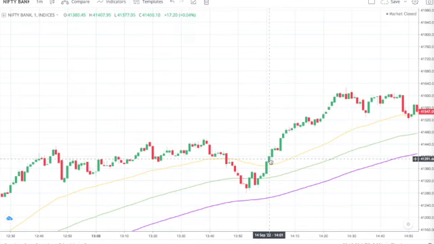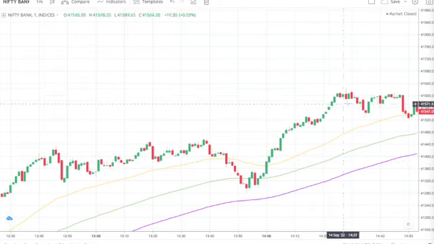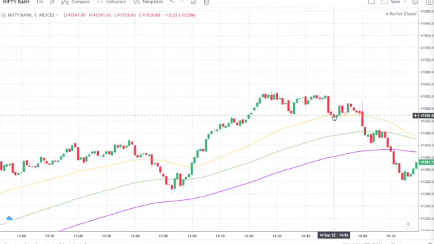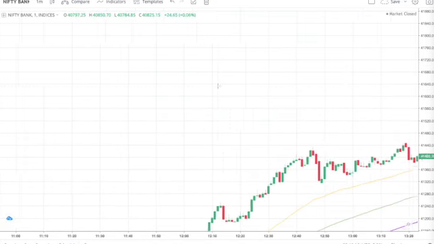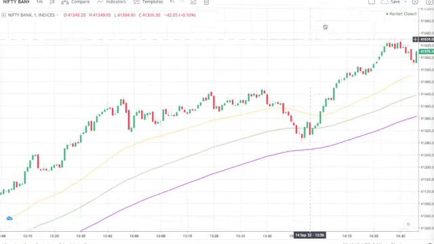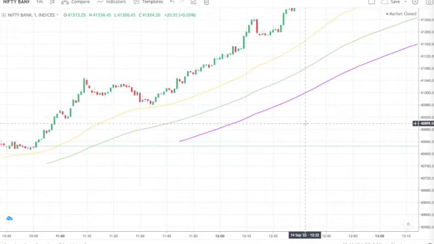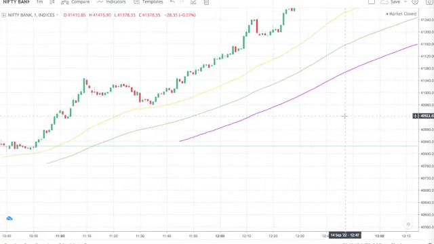Suppose you would have entered on this particular candle, our stop loss was here, that is 41380. Then we would have taken the complete ride until it reached this particular moving average line. So like this, in a day you get many signals, but it depends upon us which signal we take and which signal we ignore.